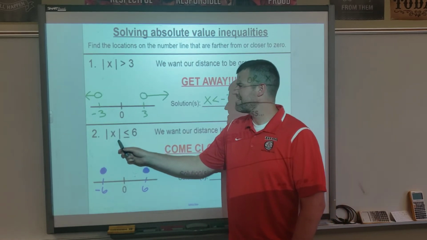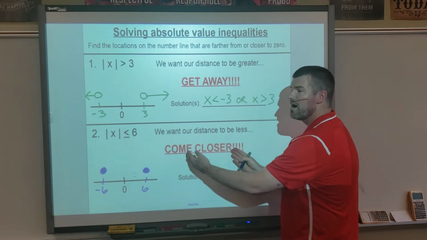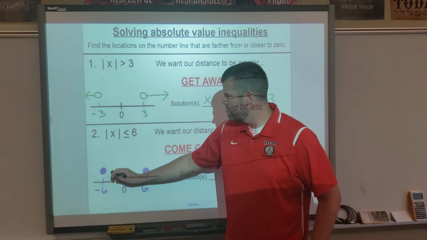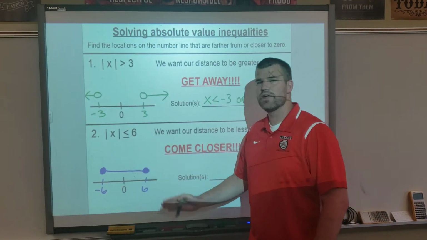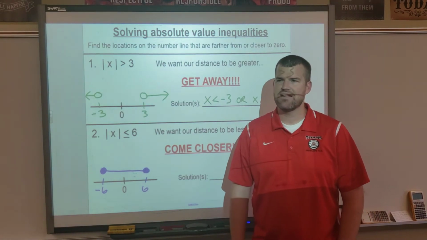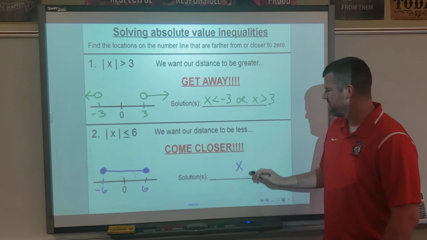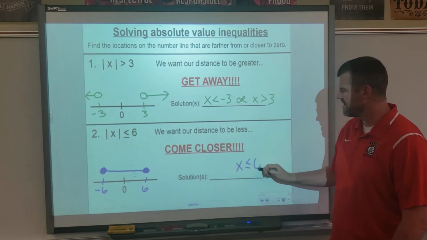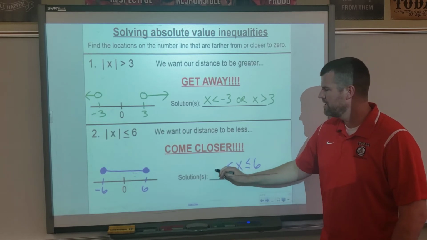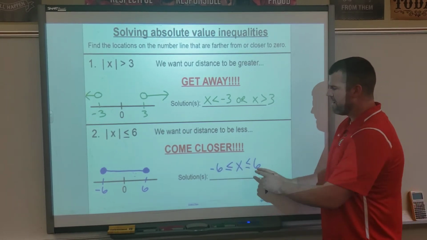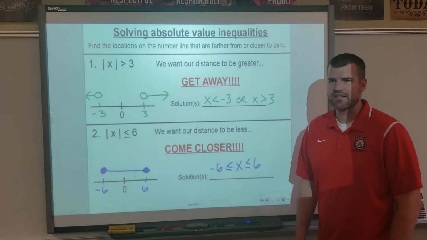But now we want our distance to be less. So since we want our distance to be less, we're going to come together. These 2 points are going to join forces, and everything in between those 2 points will also be a solution. So our solutions are all numbers that are less than or equal to +6, but also all numbers that are greater than or equal to -6. So it's everything in between and including -6 to +6.